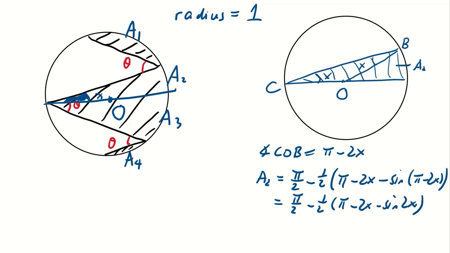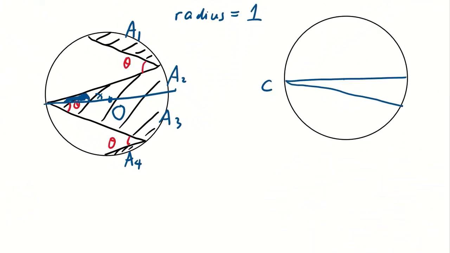Likewise, we are going to get A3. So this is C and this is D. This is O. This is theta minus x.